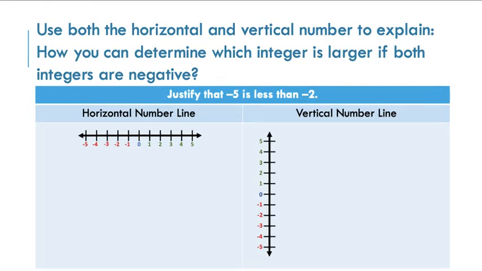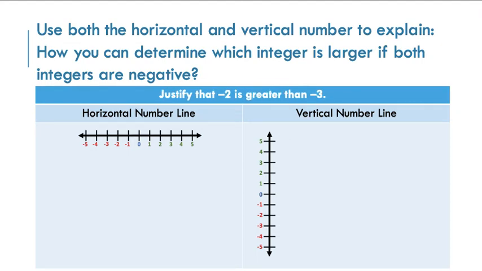And then finally, well, actually 2 more slides, use both the horizontal and the vertical number line to explain how you can determine which integer is larger if both integers are negative. So you have to justify here that -5 is less than -2. I'm telling you that it is, so you have to explain why. So use your number line to explain it.